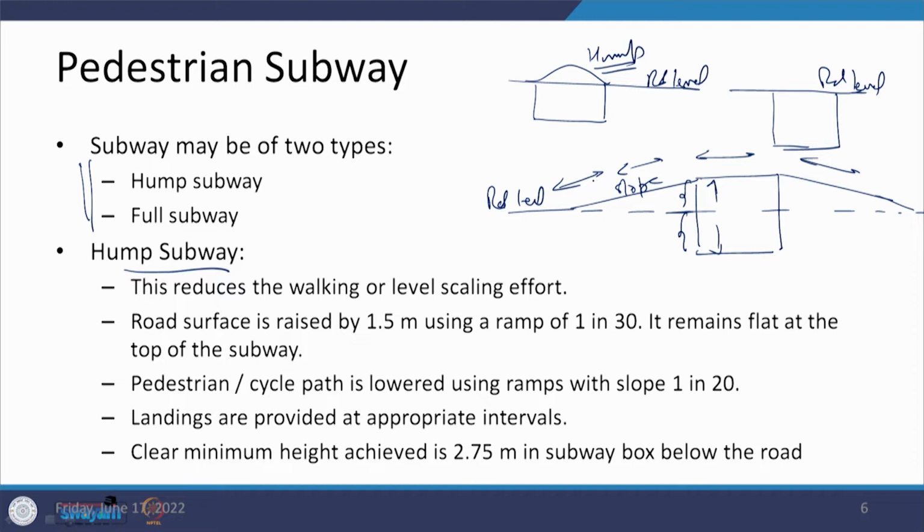So, what we do is that this raise which is being done is 1.5 meters like this, and the slope which is used here is 1 in 30. Here it remains flat and the total height is 2.75 meters. So, therefore, what we are left with here is 1.25 meters. So, the people who are going down from this level, say they are coming by stairs.